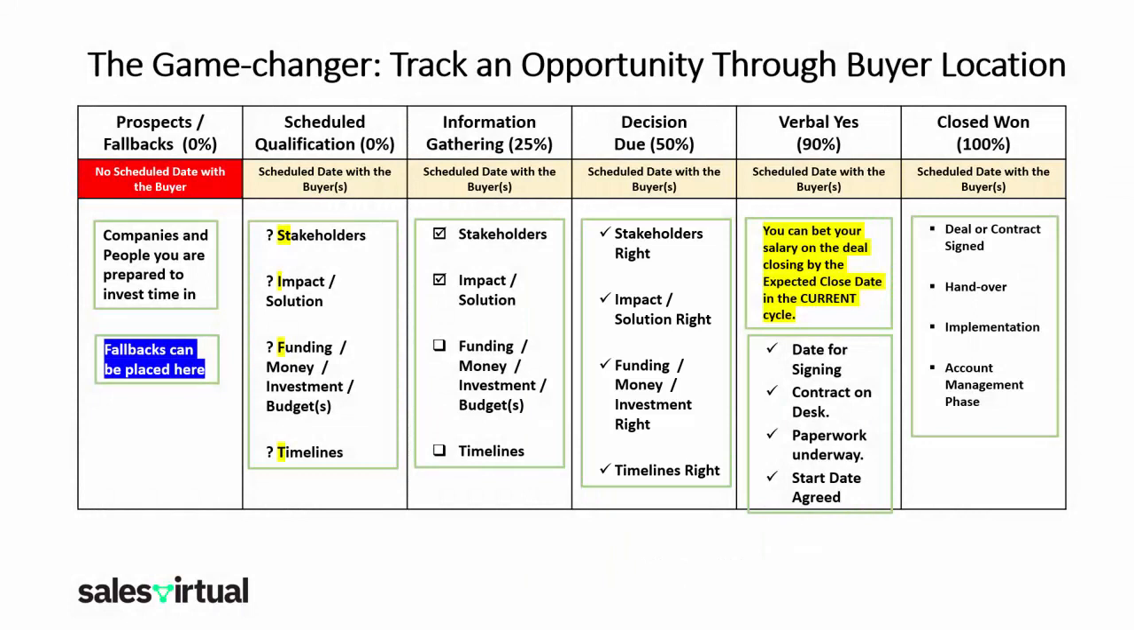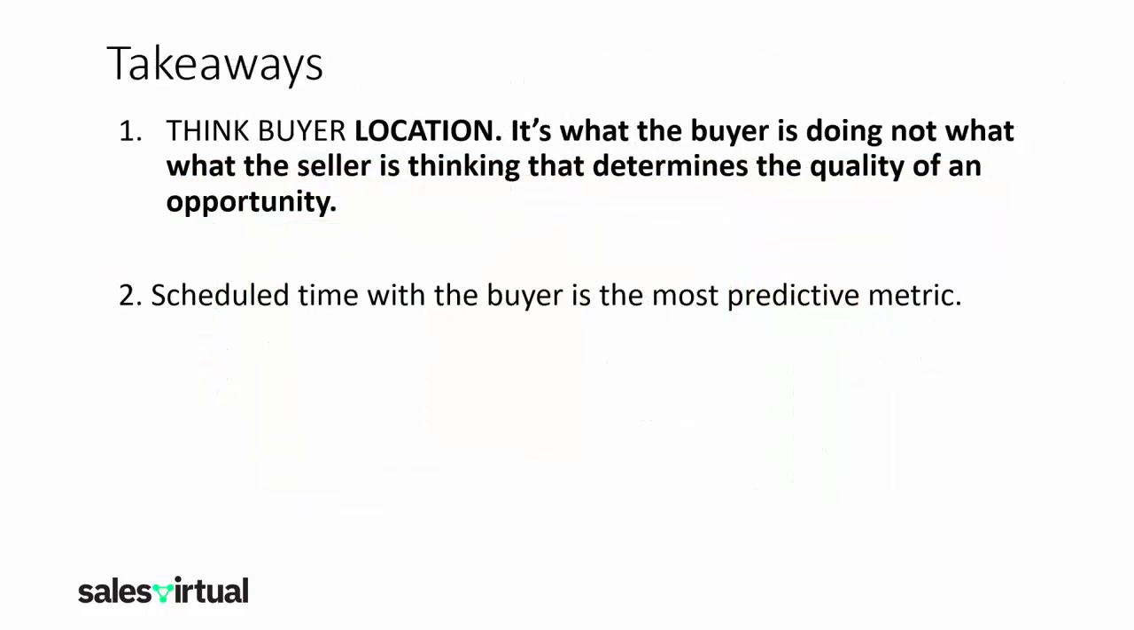When you follow this process, you get to the critical point at verbal yes, where you should be able to bet your salary that the deal will close in the current cycle. If you cannot, you have not satisfied the criteria. Finally, when a deal stalls and stops moving, we call it a fallback, which I've placed back in the first stage. Here are two big takeaways. Make sure you read the workbook and get a deeper insight into this powerful sales pipeline approach.